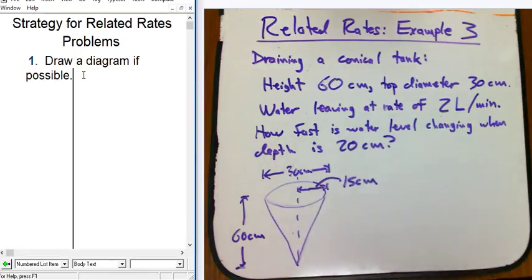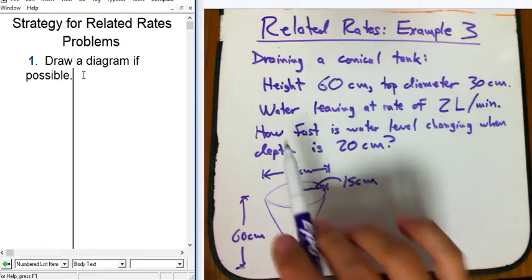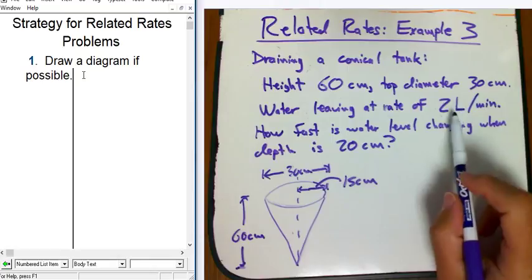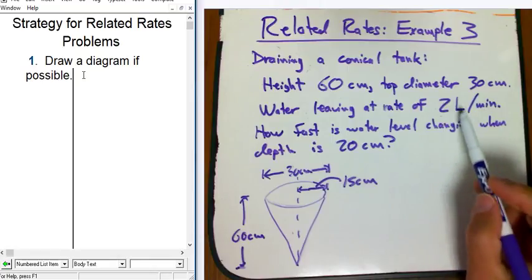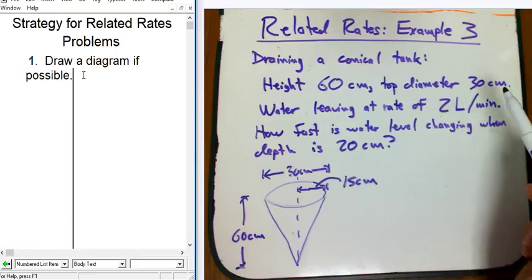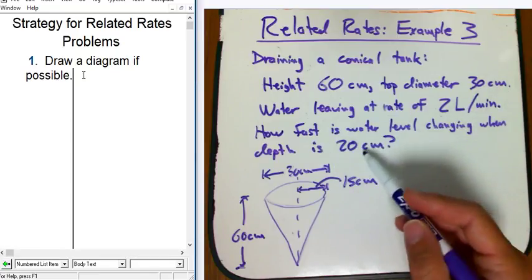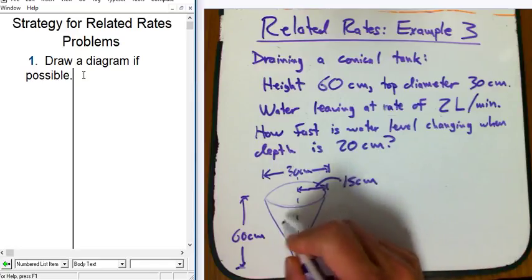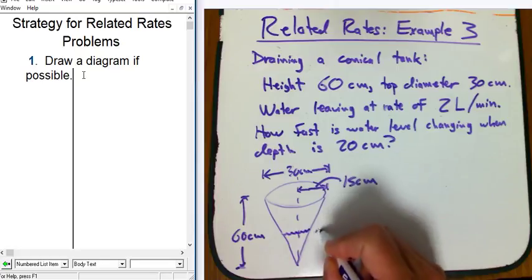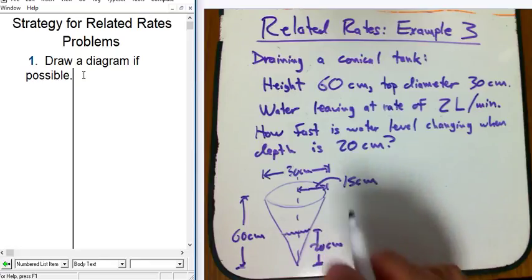Now water, there's a certain amount of water in there, and we're not quite sure right now how much water's in there, but we're told that it's leaving at a rate of 2 liters per minute. Uh-oh, we have to figure out liters in terms of centimeters. All right, we can do that. And then how fast is the water level changing when the depth is 20 centimeters? Oh, okay, so in fact, the depth is actually only about a third full in terms of height, and that's 20 centimeters, like that.